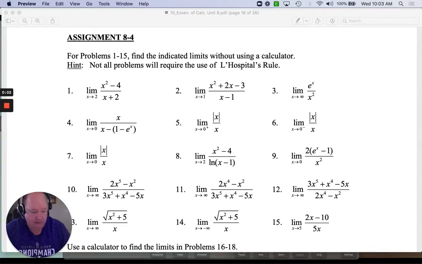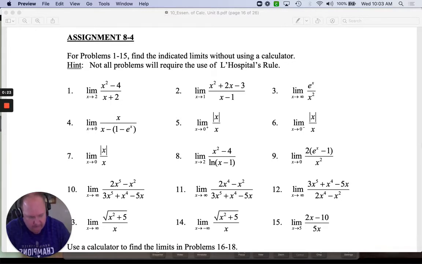Section 8.4, L'Hopital's rule, is used to evaluate limits when we have an indeterminate situation: either 0 over 0, infinity over infinity, or plus or minus infinity. Let's go through it. It's a great tool to have to evaluate a limit, to know L'Hopital's rule.